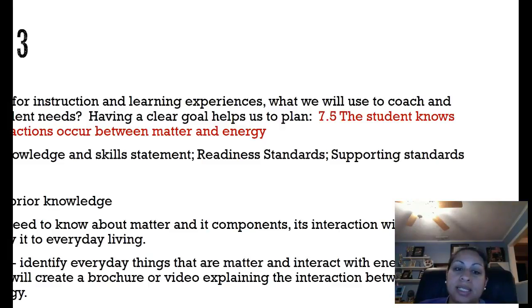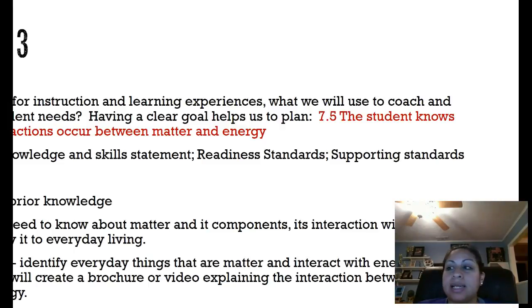So if we go back to the TEKS, we have the knowledge and skills statement, we have the readiness standards, and the supporting standards. So all of that needs to fall into place when we are preparing our lessons. We also have to think about our ELPS students, which have English as a second language. Are we using visuals? Are we asking open-ended questions? Are we building on their prior knowledge? And in the lesson, they need to know about matter and its components, its interaction with energy, and how to apply it to everyday living.